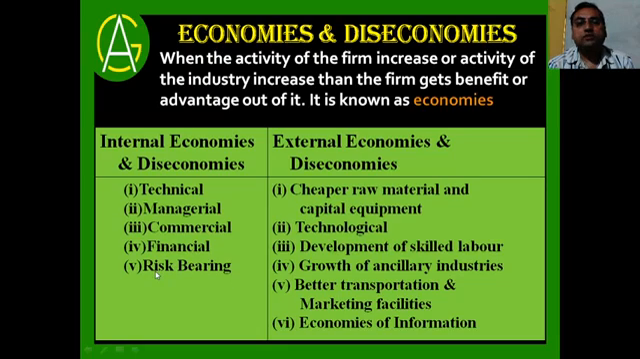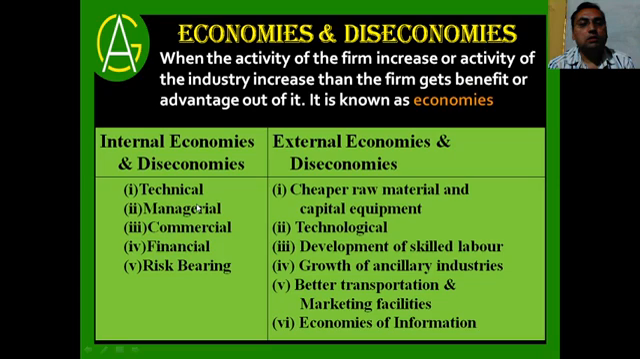Now small firms do not have much risk bearing capacity, because they have low finance and less capital, and as a result their risk bearing capacity is low. So risk bearing is a diseconomy for small size firms, but for large size firms it is an economy. All of these are diseconomies for small size firms and economies for large size firms, because large size firms can perform these tasks better.